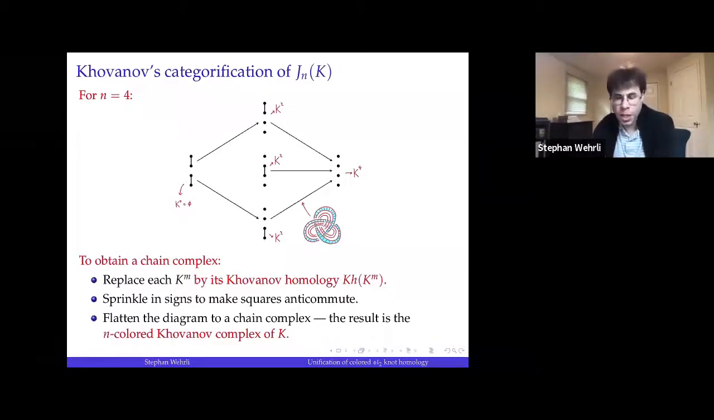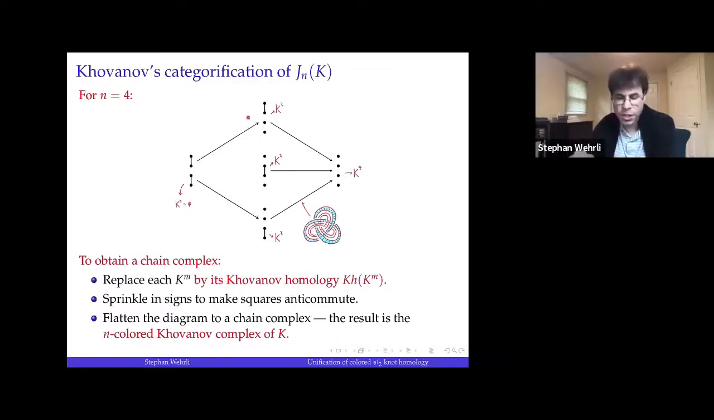The next step is to apply Khovanov homology to this diagram. So you replace the knot at each vertex by its Khovanov homology, and each cobordism by the induced map. Then you get a commutative or skew-commutative diagram in a category of abelian groups. Now you add in some signs to make everything anti-commute, and then you flatten this diagram to a chain complex by taking direct sums of pieces that are vertically on top of each other. And the result is the n-colored Khovanov complex.